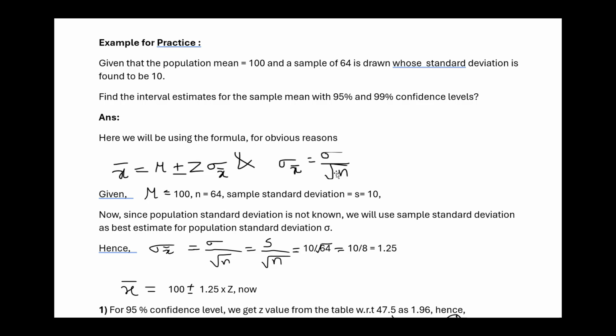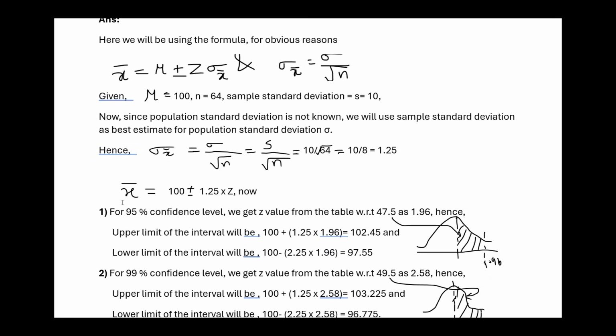Sigma x bar is sigma upon root n. If you substitute n equal to 64, the square root of 64 is 8, and sigma is given to be 10. Because we don't have the population standard deviation available, we use the sample standard deviation as the best estimate for it. So 10 divided by 8 is 1.25. Our formula will be x bar equals 100, the population mean, plus or minus 1.25 times z.